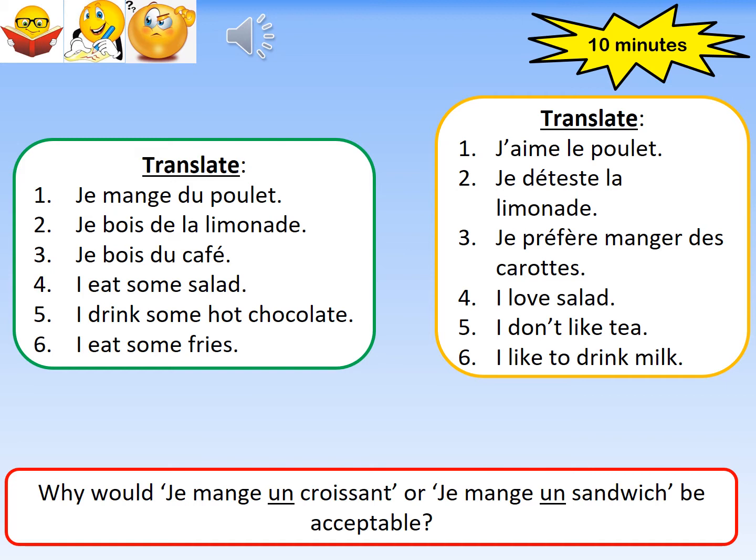Why would je mange un croissant or je mange un sandwich be acceptable? So if you're thinking about what we said in the previous lesson, we said that you need to put the word the or the word some in front of the foods or drinks in certain situations. But if you look at the red box, it doesn't have the word the or the word some. It's got another word. Now, can you make a guess as to why those 2 sentences that you've got as examples are actually correct?